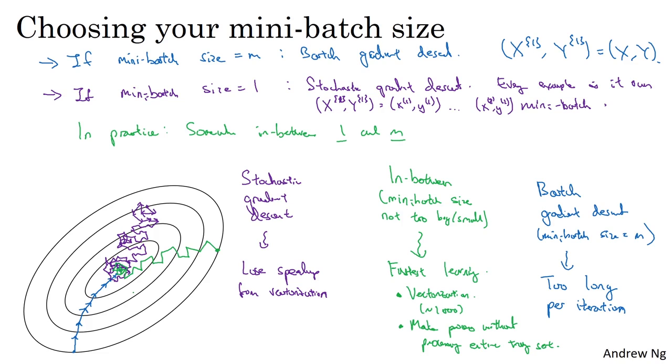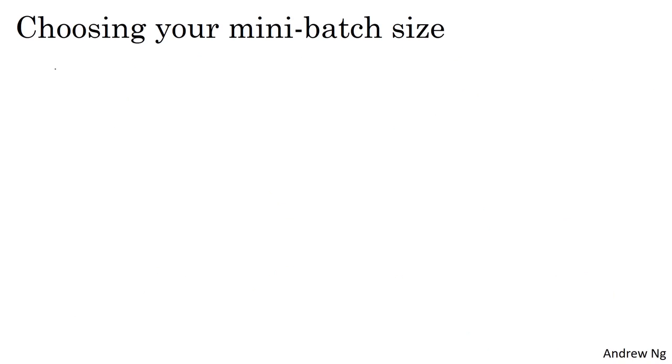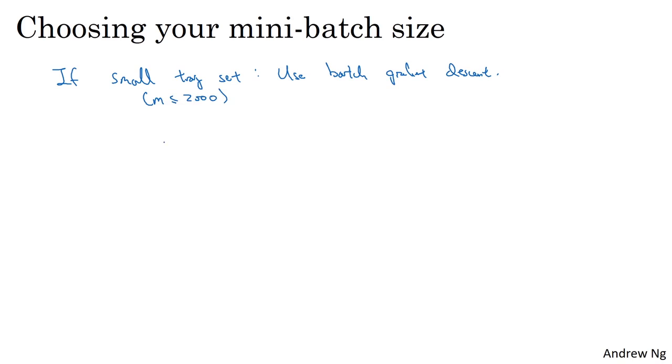So if the mini batch size should not be m and should not be 1, but it should be something in between, how do you go about choosing it? Well, here are some guidelines. First, if you have a small training set, just use batch gradient descent. If you have a small training set, then no point using mini batch gradient descent. You can process the whole training set quite fast, so you might as well use batch gradient descent. What does small training set mean? I would say, if it's less than maybe 2,000, it'd be perfectly fine to just use batch gradient descent.